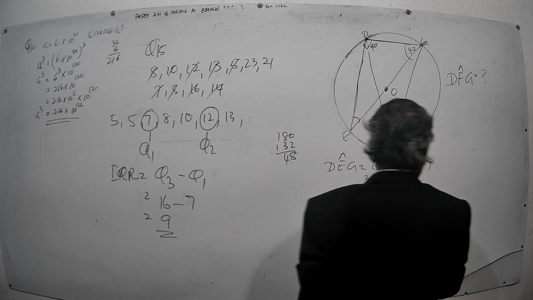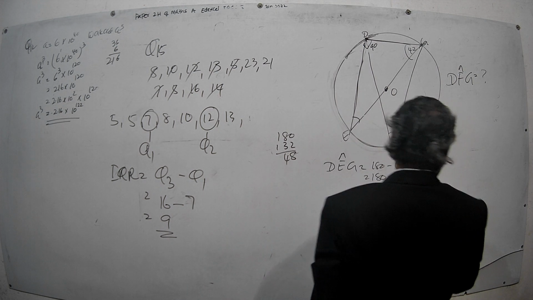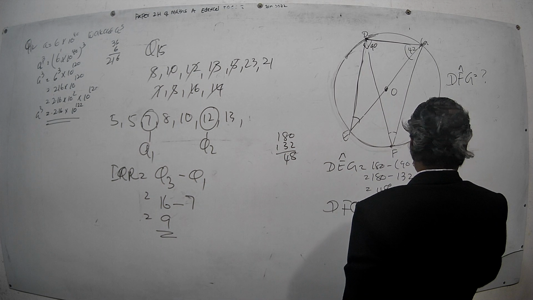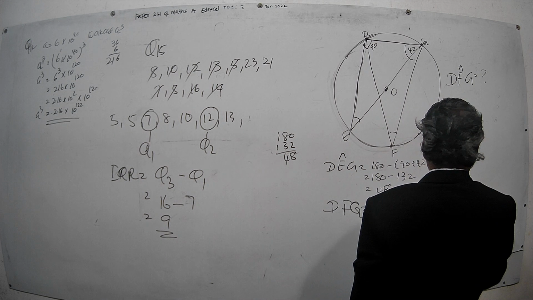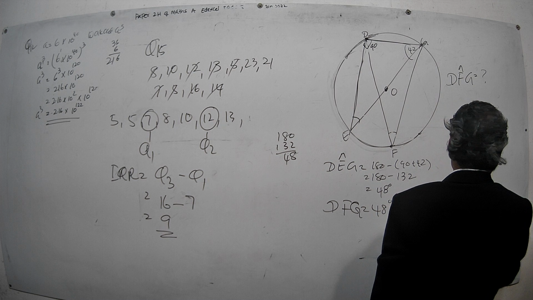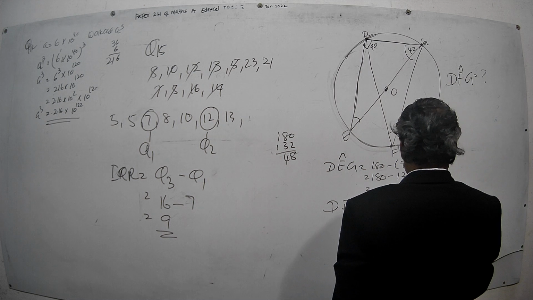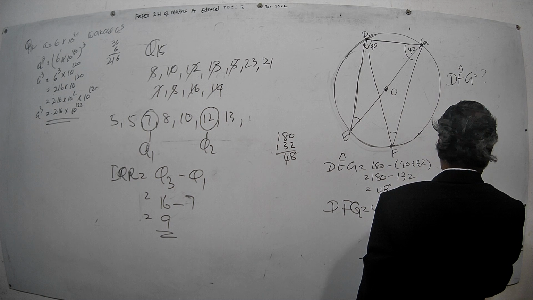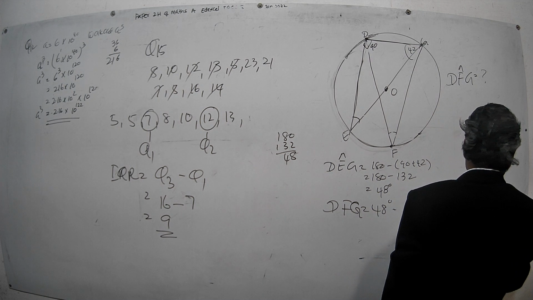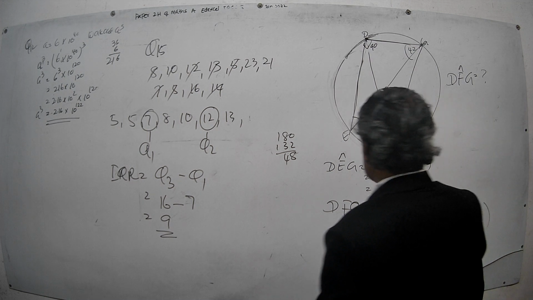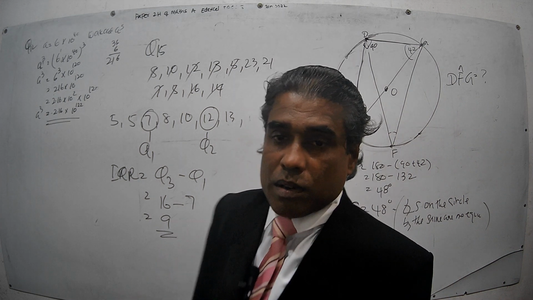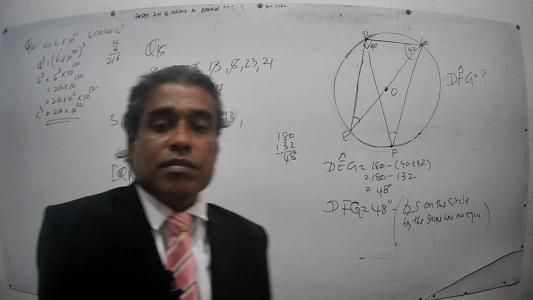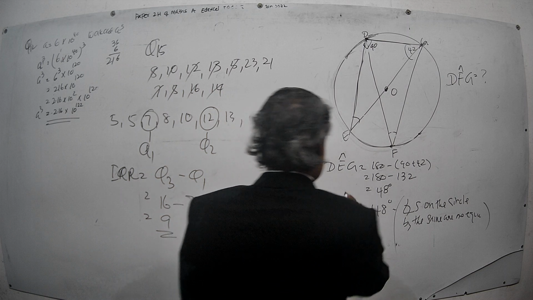Because the reason is: angles on the circle subtended by the same arc are equal. That is the reason. Angles on the circle by the same arc are equal. So angle DFG is also 48.